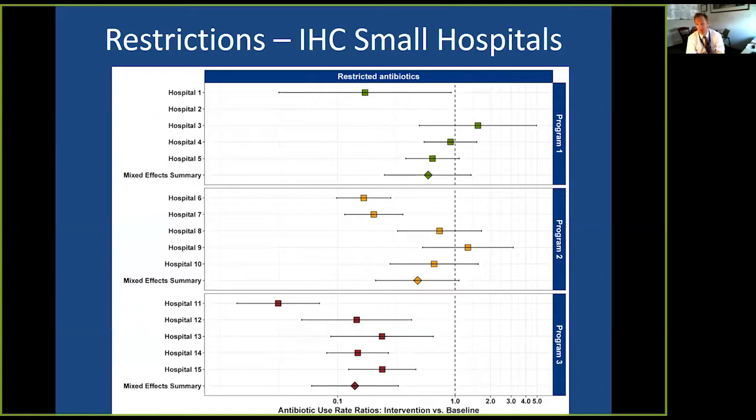Okay, so if you look at the last line of each one of those boxes, that's a summary for the 5 hospitals above it. And if it's to the left of that dotted line, or the referent line, that's 1, that means they reduced antibiotic use. And you see the confidence intervals there are rather large just because they were pretty small hospitals.